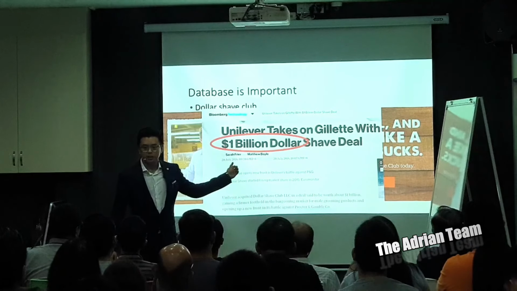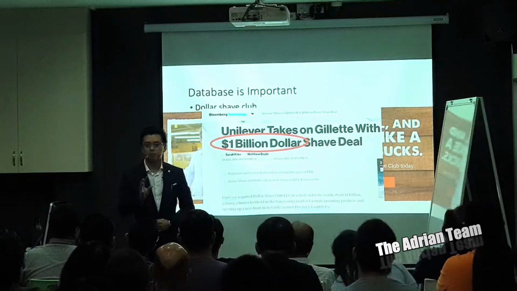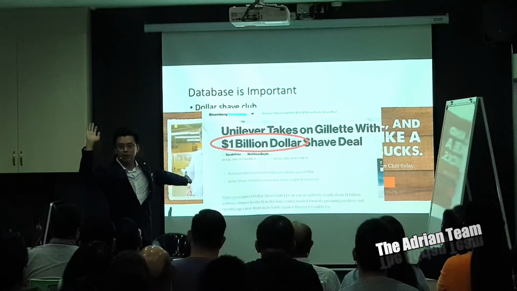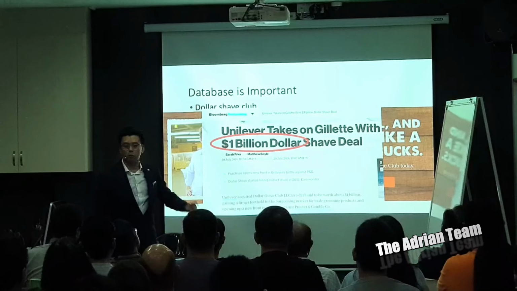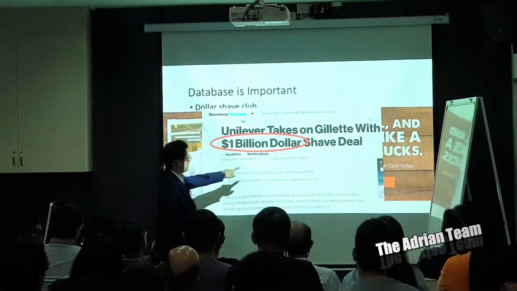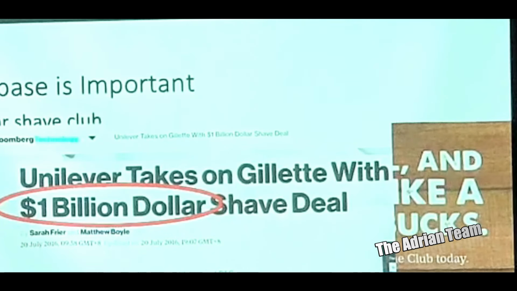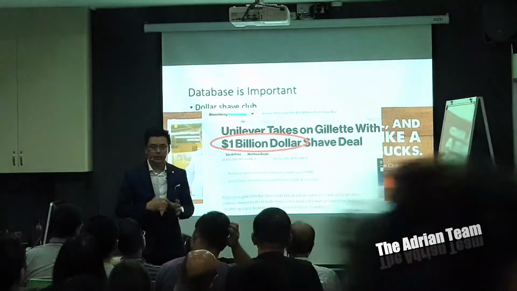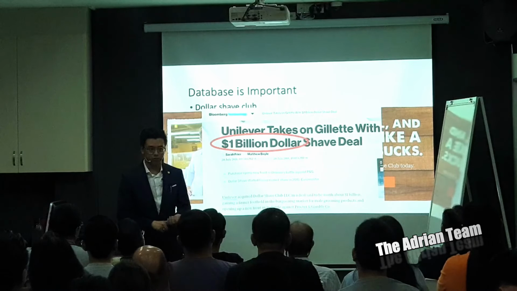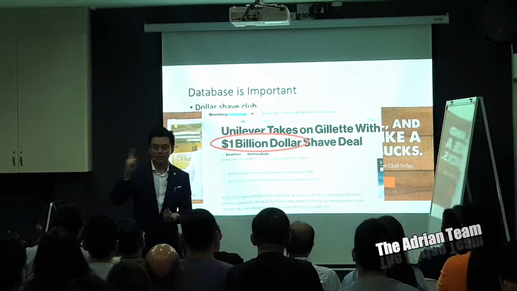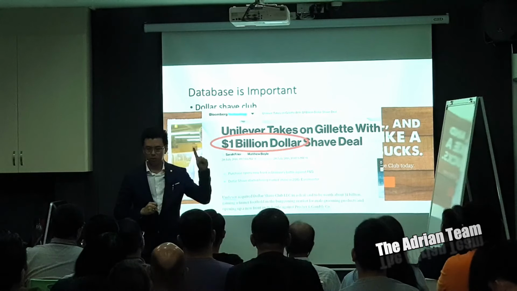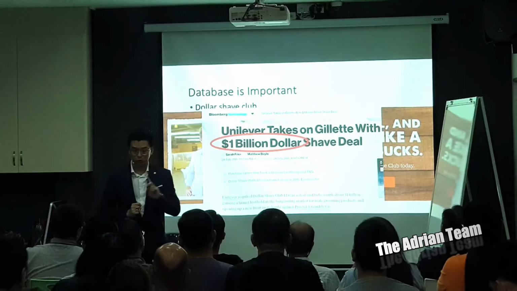But in 2016, this company was purchased by Unilever. You know Unilever, the brand? They purchased the company for $1 billion USD in 2016. If you can see here, it says 2016. Now, when was the company formed? It was formed in 2012. So from 2012 to 2016, 4 years, from 0 to 1 billion. Yeah, it's very crazy, right?